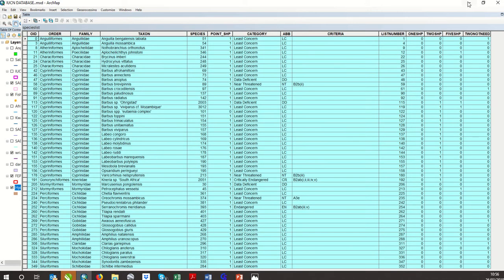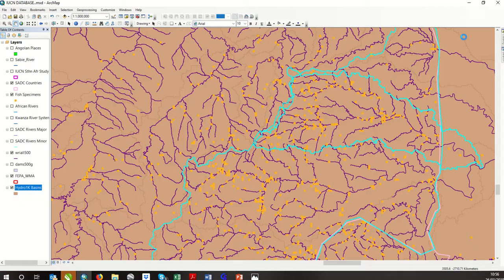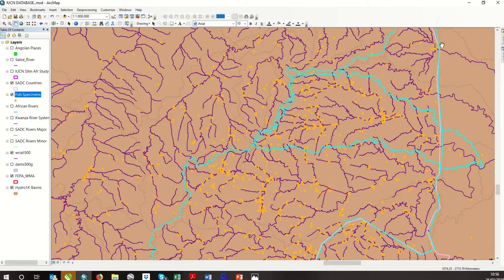Okay, so with this data now, you could take this data there, because it's linked to this specimens list. Darn it, I've closed it. And you could export that data as a list. So that's how we determine what species have ever been observed in your study area based on museum records.